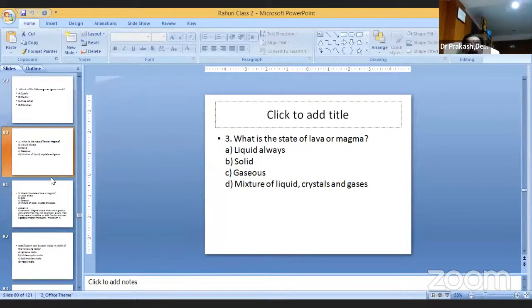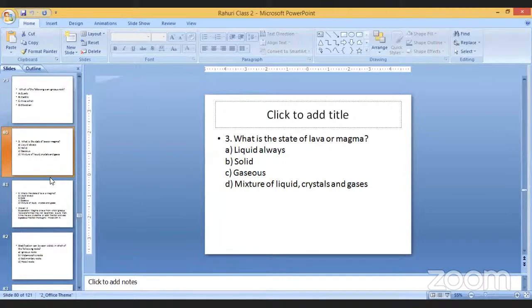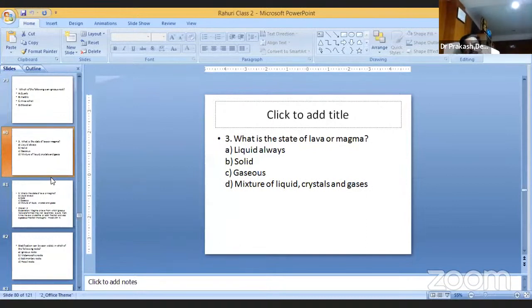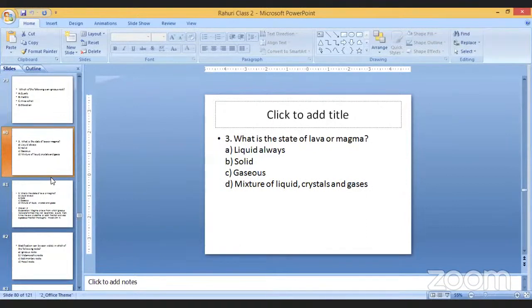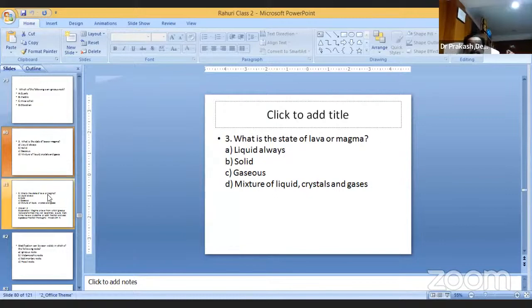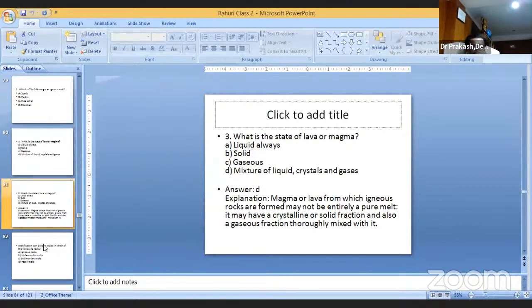What is the state of lava or magma? Liquid always, solid always, gaseous always, mixture of liquid, crystals and gases. So I have shown you pyroclastic. Pyroclastic means some crystals coming out. D, right? Answer is D. D is the correct answer. Yes. So this is the explanation.